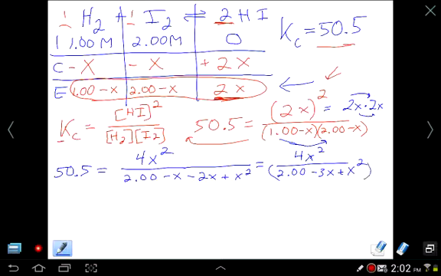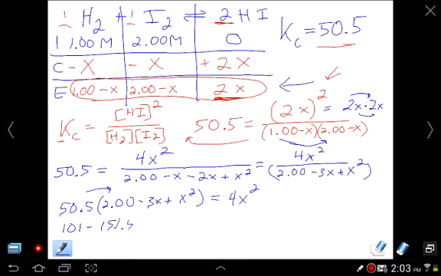And now we can multiply this quantity out in the front. So let's do that in the next step. We have 50.5 multiplied by 2.00 minus 3x plus x squared equals 4x squared. Let's go ahead and multiply these out, and then we'll combine like terms. So 50.5 times 2 is 101, minus 3x times 50.5, we have 151.5x, plus 50.5x squared equals 4x squared. We can now subtract the 4x squared on both sides, and then we'll get a final problem that looks like this.